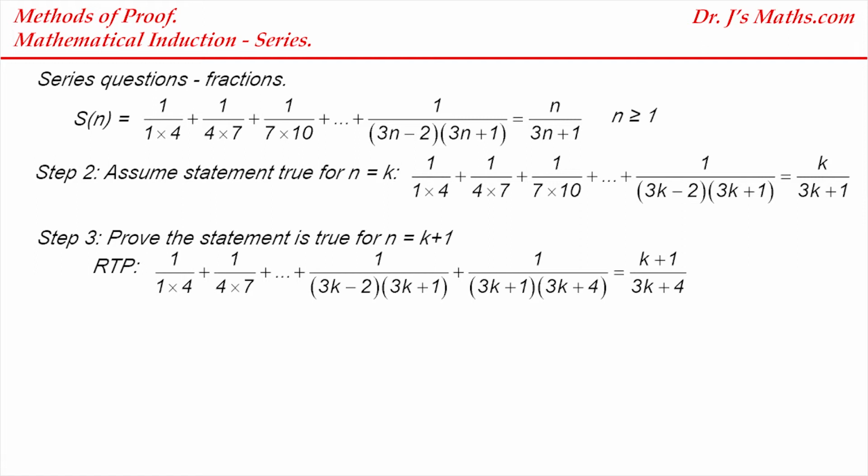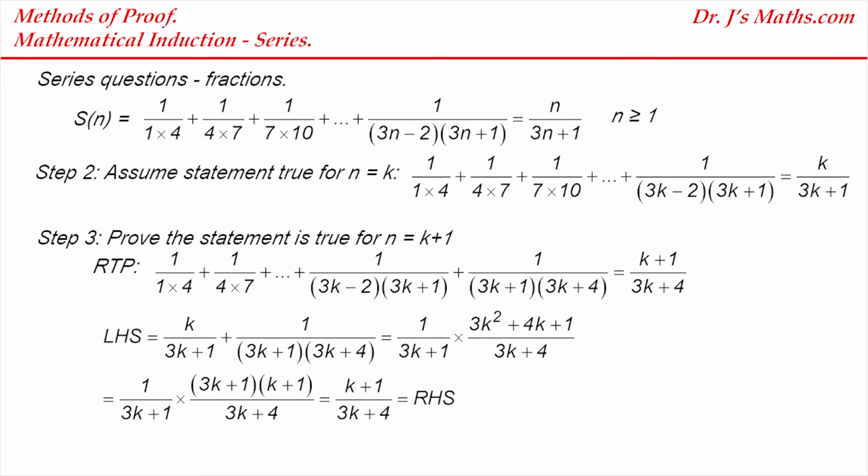Now to prove that, left-hand side equals, we write it down and replace all of the first terms with what we've assumed in step 2. So k over (3k plus 1). Add the last term, which is the (k plus 1)th term. We've got a 3k plus 1 in the denominator, so factorise that one out, and we're left with a k plus 1 over 3k plus 4. So we'll bring that to a common denominator of 3k plus 4.